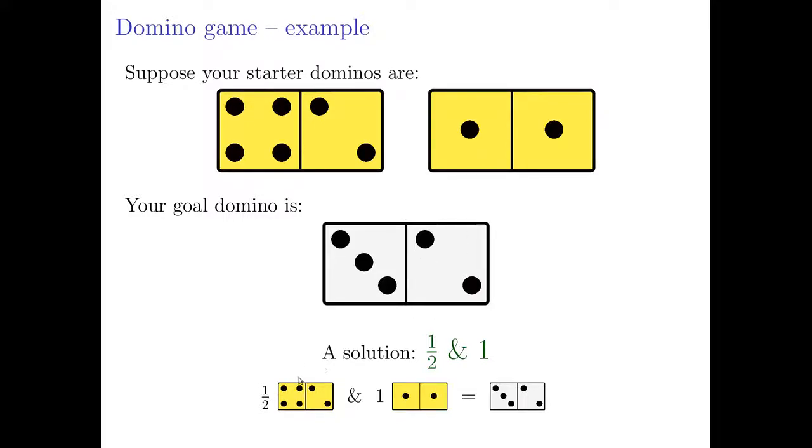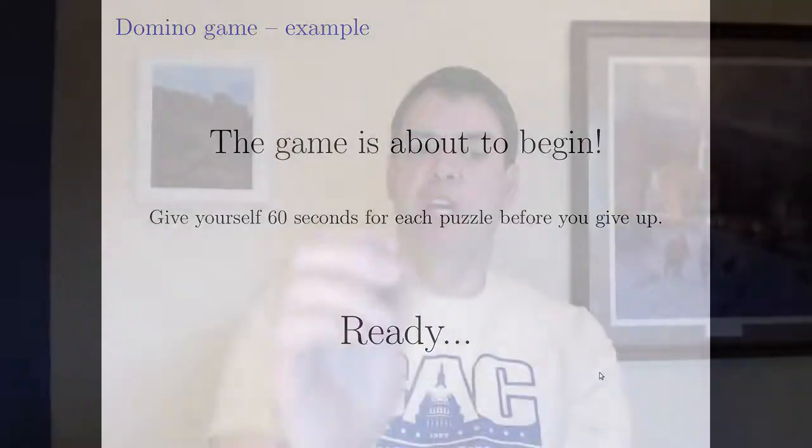Now again, I don't mean half in the sense of one side and not the other. I mean you're taking half of the total here. So 1/2 of 4-2 gives you 2-1. And so if I have the 2-1 domino, which I get from taking half of the 4-2 domino, and I add that to 1 of the second guy, I end up getting 3-2. All right?